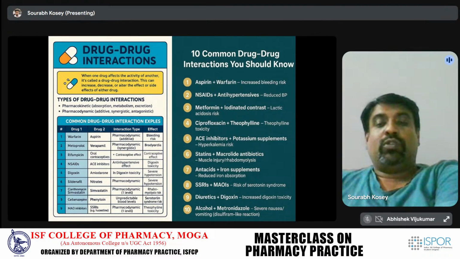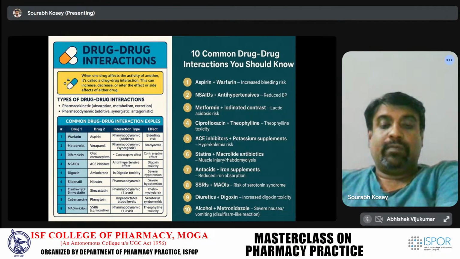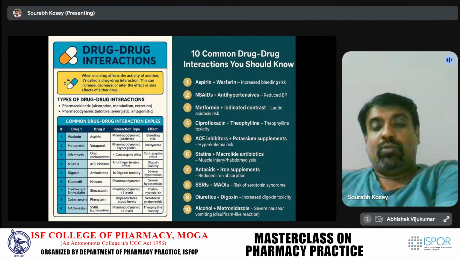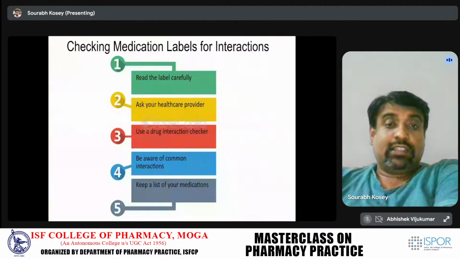ACE inhibitors plus potassium supplements carry a risk of hyperkalemia. Statins and macrolide antibiotics lead to muscle injury or rhabdomyolysis. Antacids and iron supplements reduce iron absorption. SSRIs plus MAOIs carry a risk of serotonin syndrome. Diuretics plus digoxin increase digoxin toxicity. Alcohol plus metronidazole causes severe nausea and vomiting, with disulfiram-like reactions.